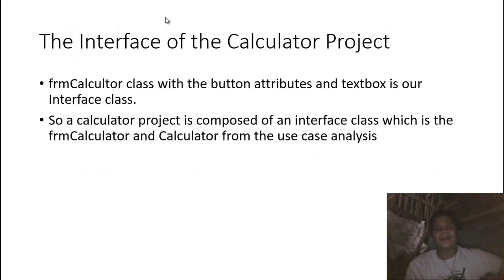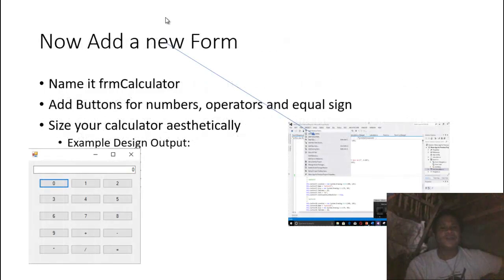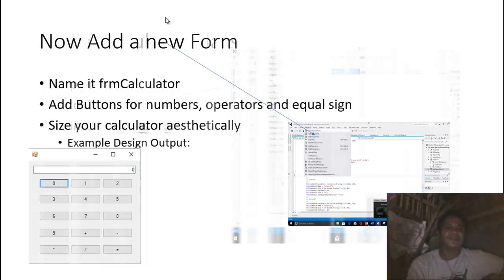The interface of the calculator project. The frmCalculator class with the button attributes and text box is our interface class. So a calculator project is composed of an interface class, which is the frmCalculator, and the calculator from the use case analysis. Now add a new form, name it frmCalculator. Add buttons for numbers, operators, and equal sign. Size your calculator aesthetically, as you can see on figures.